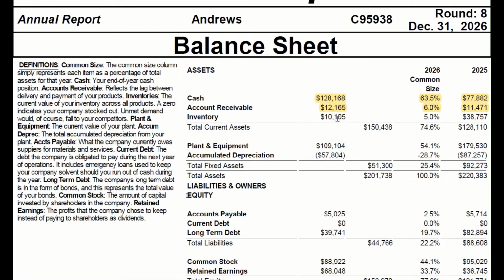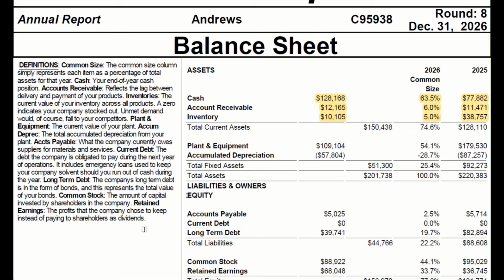The last component that is very important to us is this inventory number. We always want to see this inventory number either be equal to or less than the prior year's inventory number. Now, we don't want it to be zero, because that means we stocked out completely, again assuming in our simulation. So in this case, what we can see is inventory went down from 38 million to 10 million, which is excellent. They were able to effectively cut it by 60-something percent and reduce it.